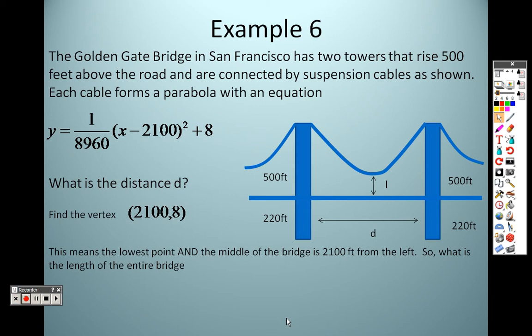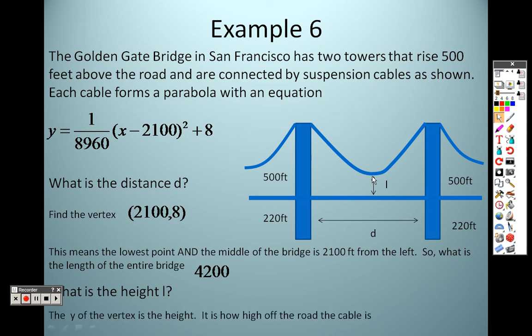So the point is, what's the length of the entire bridge? Well, if it's 2100 from here to here, then it's another 2100 from the center, so you just double it to get 4200. To find the height, remember, you are going a distance over of 2100 and you're going up 8, so the height there is the y of the vertex, which is 8.